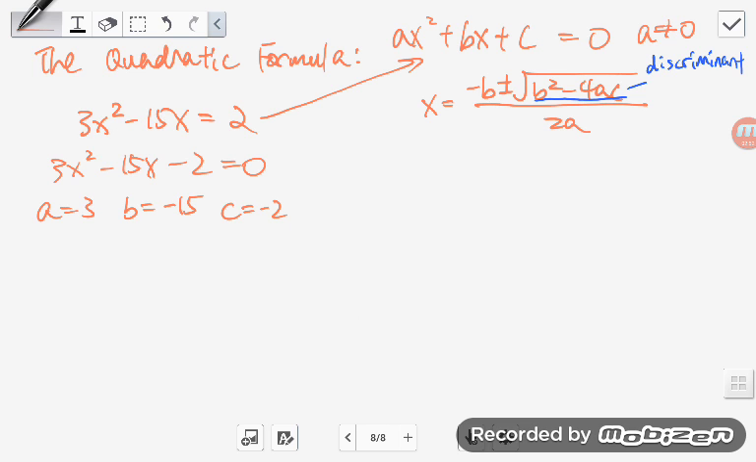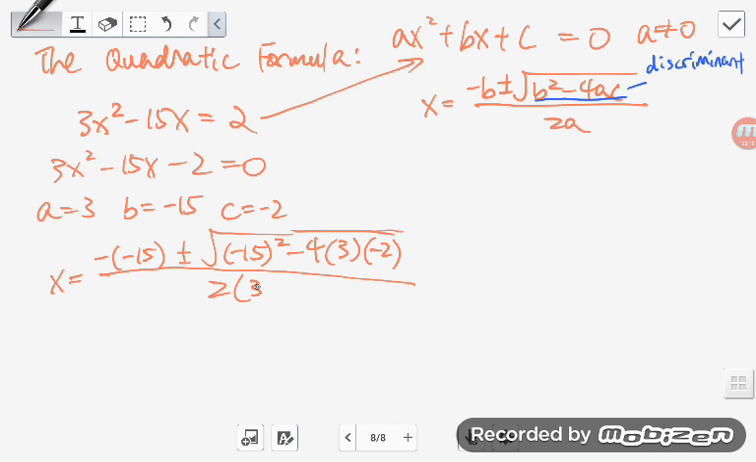So now I'm just going to find my solutions. My solutions will be x is equal to negative negative 15 plus minus the square root of b squared. So make sure you use parentheses. Negative 15 squared minus 4 times a, which is 3, times c, which is negative 2, then over 2 times my a. This is equal to 15 plus minus the square root of, I used a calculator just now, I think that's 249. You can check it if you don't trust me. I'm not always right, you know.